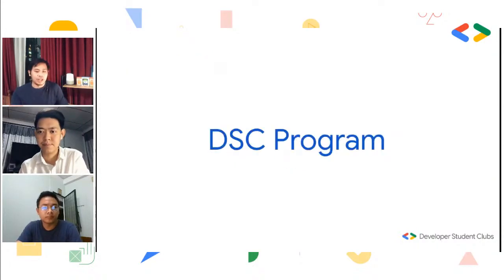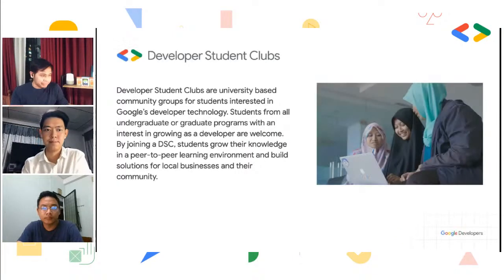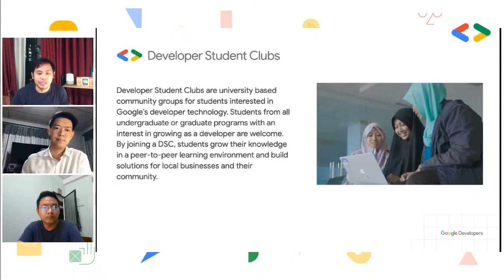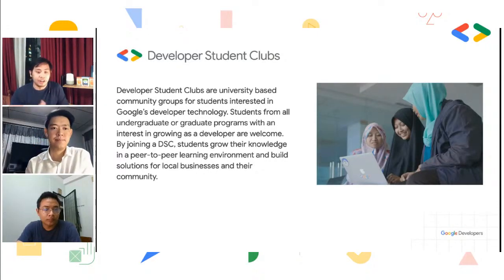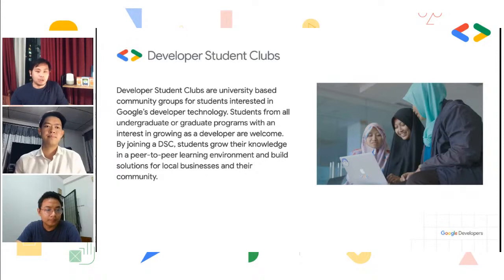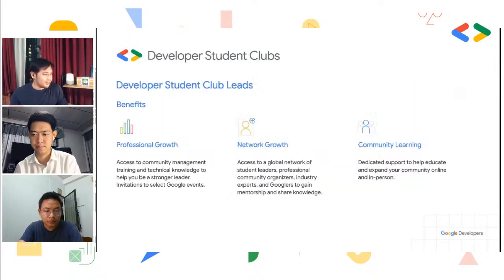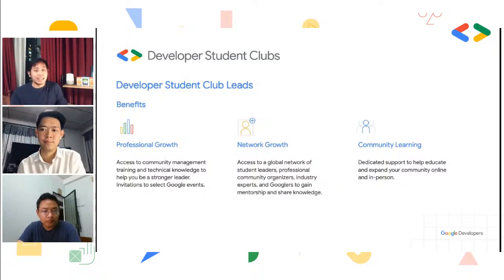First, I want to share a little bit more about the Developer Student Clubs program and what it is about. DSC are university-based community groups for students interested in Google's developer technology. These students are from undergraduate or graduate programs with an interest in growing a developer community in their university. If you're joining a DSC, you grow your knowledge in a peer-to-peer learning environment and build solutions for local businesses and your community. Just recently, there was a global solutions challenge that a lot of our DSC chapters all over the world participated in, and they submitted projects that are impacting their own communities as well.